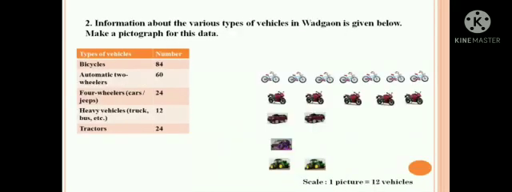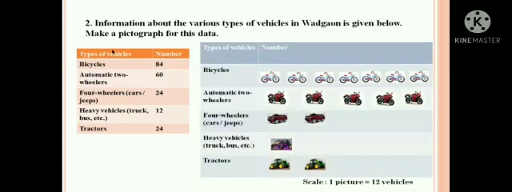The next question. Information about the various types of vehicles in Vadgaon is given below. Make a pictograph for this data. Now what is given? Types of vehicles and number are given. The first one, bicycle. How many? 84 bicycles. The next is automatic two-wheeler. How many are given? 60. Next is what? Four-wheeler, and the number given is 24. Heavy vehicle 12 and the tractor is 24.